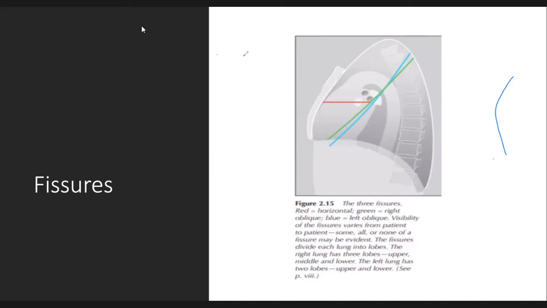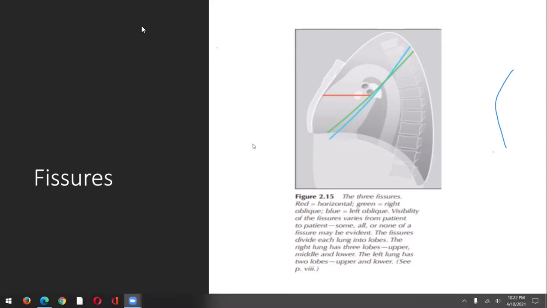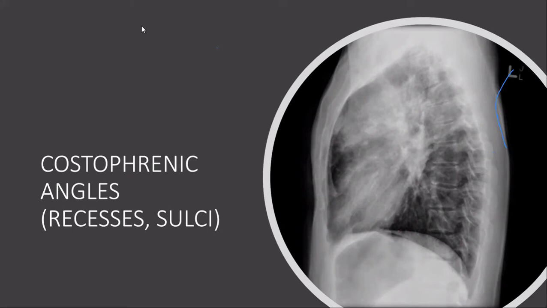Next, we'll talk about the costophrenic angles, the recesses and sulcus. We see two costophrenic angles from the anteroposterior view, the right and left costophrenic angles. But remember, the right and left costophrenic angles that we see in the frontal view are actually the lateral costophrenic angles. The costophrenic angles are also made posteriorly, and here you can see the posterior costophrenic angles.